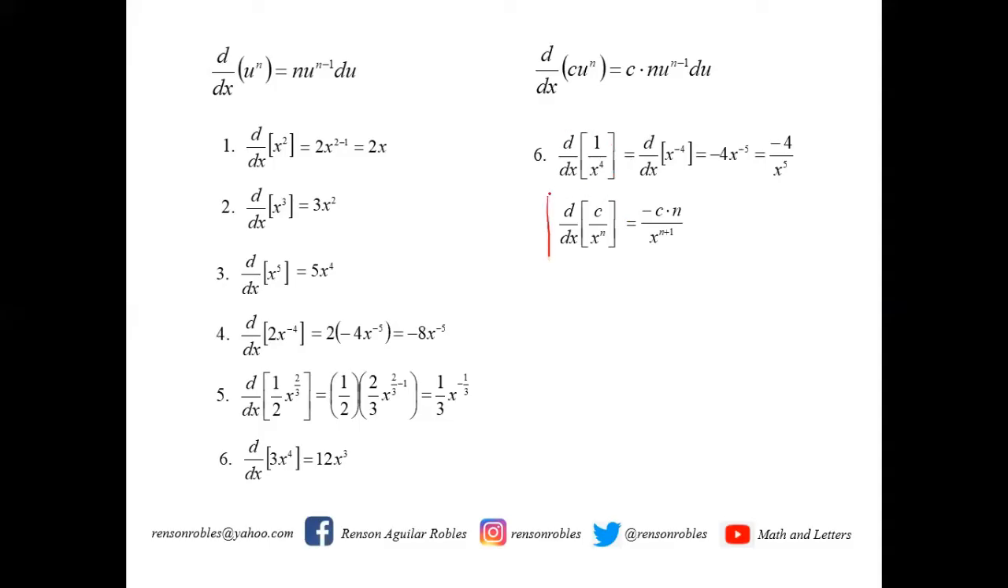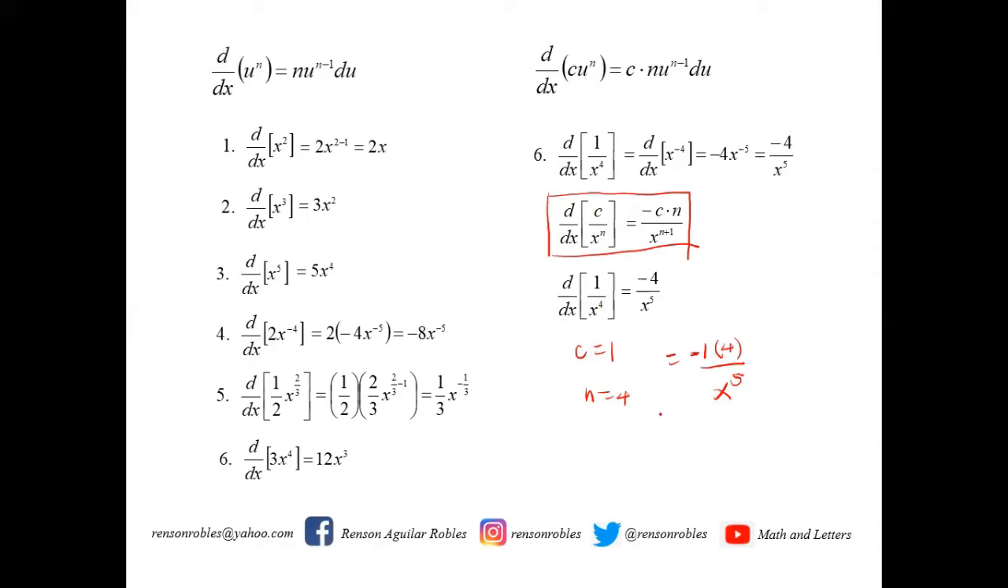Okay, we shall use this formula to find the derivative of 1 over x to the 4. By applying the formula, c is equal to 1 and n is equal to 4. So we shall have 1 times 4 all over x. Instead of subtracting 1 from 4, you add 1, so that will become 5. And then you multiply it by negative 1. So the final answer would be negative 4 all over x to the 5th power, which is similar to the answer on the first method that we used.